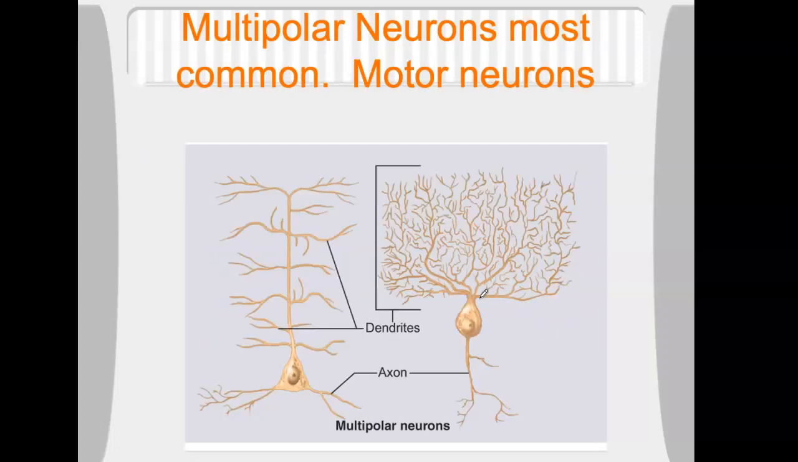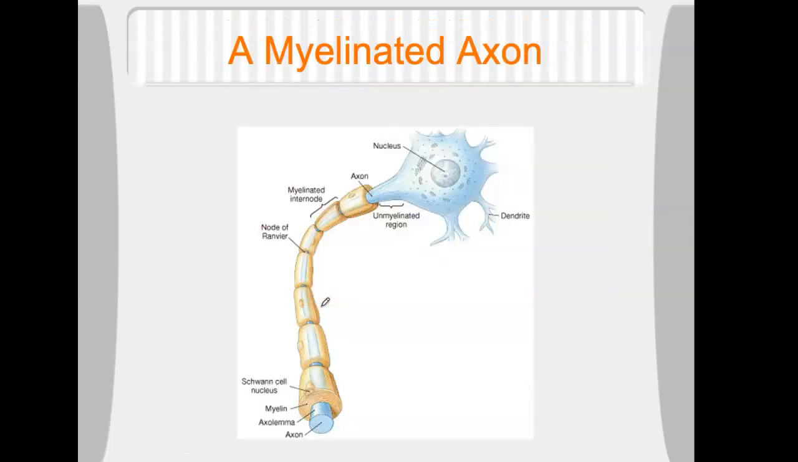The multipolar neurons are most common, and these motor neurons are everywhere. They can have an extensive array of dendrites or fewer of them, or the arrangement morphologically can be quite different. This is a myelinated axon. We talked about myelin before, where you have that Schwann cell or oligodendrocyte covering it and leaving a space in between. We need these spaces in between.